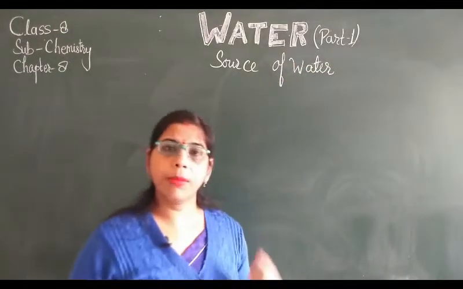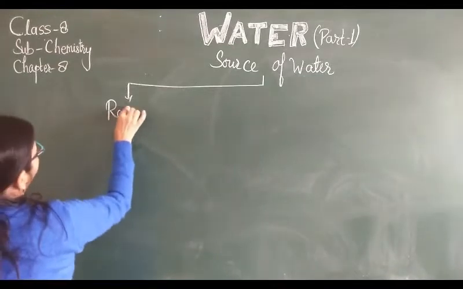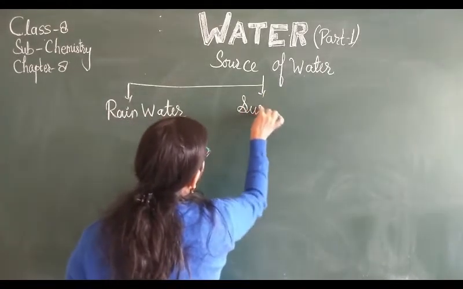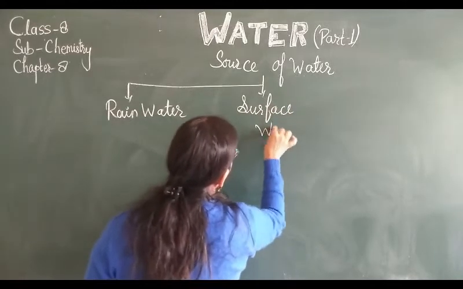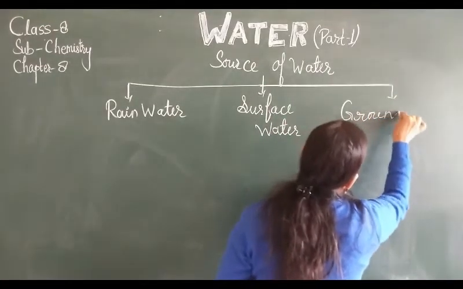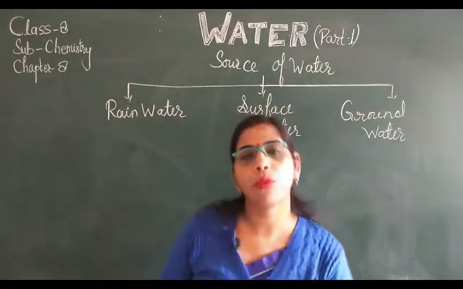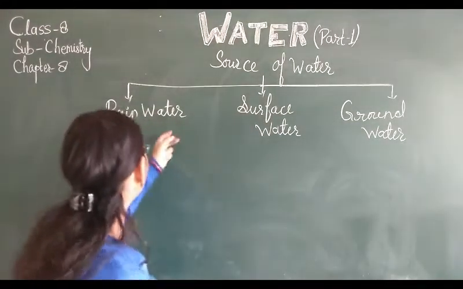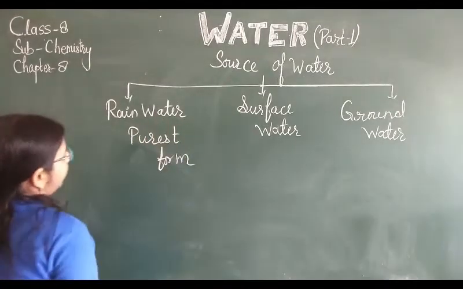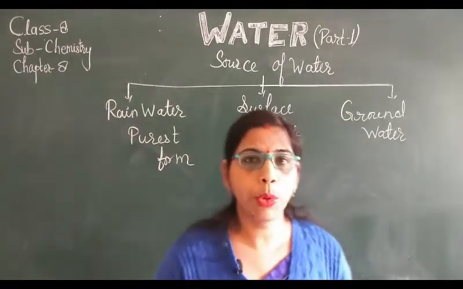If we discuss the sources of water on the earth, we have three sources of water. First is rainwater, second is surface water, and the third one is groundwater. So we have these three sources of water on the earth. As we all know, rainwater is the purest form of water. The water that showers on the earth as rain is considered the purest form of water.